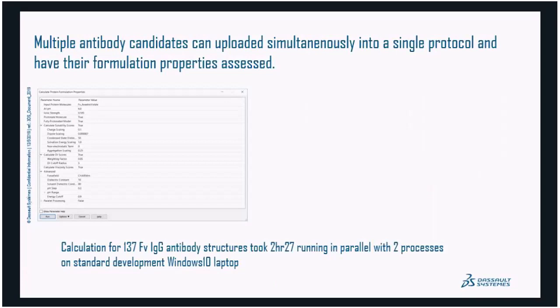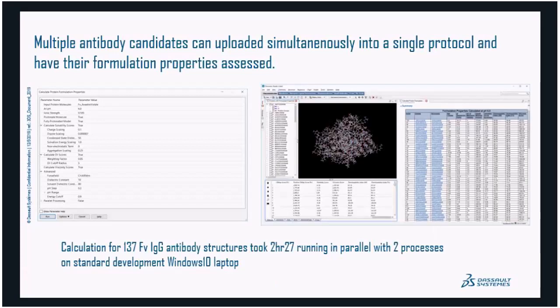All of these properties are wrapped into a single protocol called Calculate Protein Formulation Properties within Discovery Studio. You can upload multiple antibody candidates simultaneously into this one protocol. As an example, a calculation of about 137 variable domain immunoglobulin antibody structures took about 2 hours and 27 minutes running in parallel with 2 processors on a standard Windows laptop.